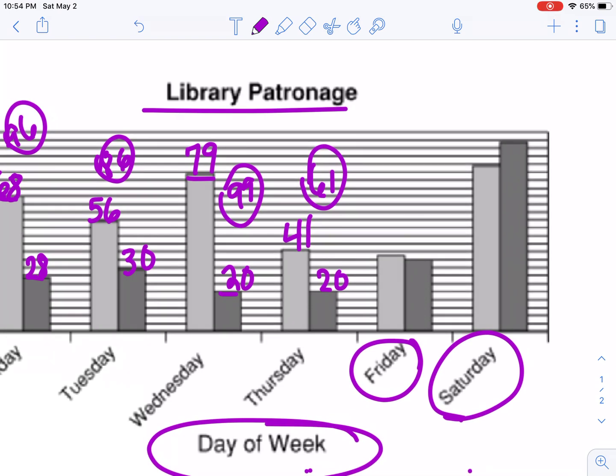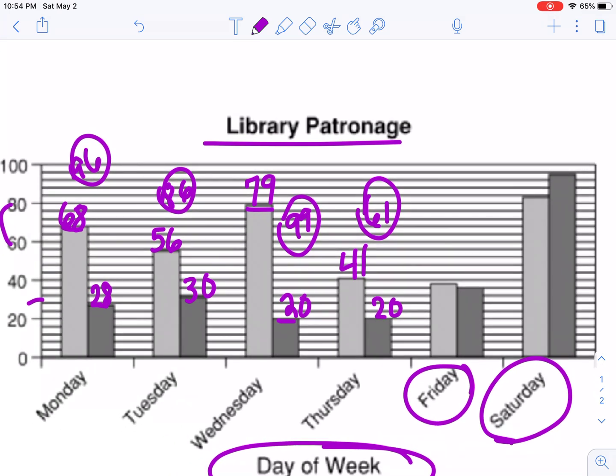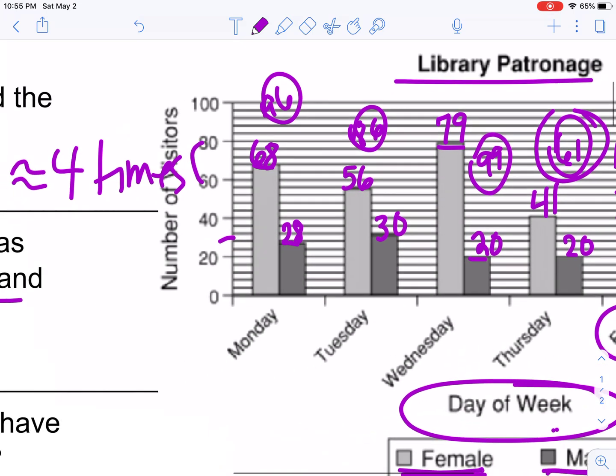Friday, we have 40, let's say 38, and again, these are very close, so we'll say 38 and 37, which would give us about 75. And then definitely Saturday, we're going to say is not close at all. 80, let's say that's 83, and we'll say that is about 92. So 83 plus 92 is 175. So the day that the library had the least number of people show up was definitely Thursday.